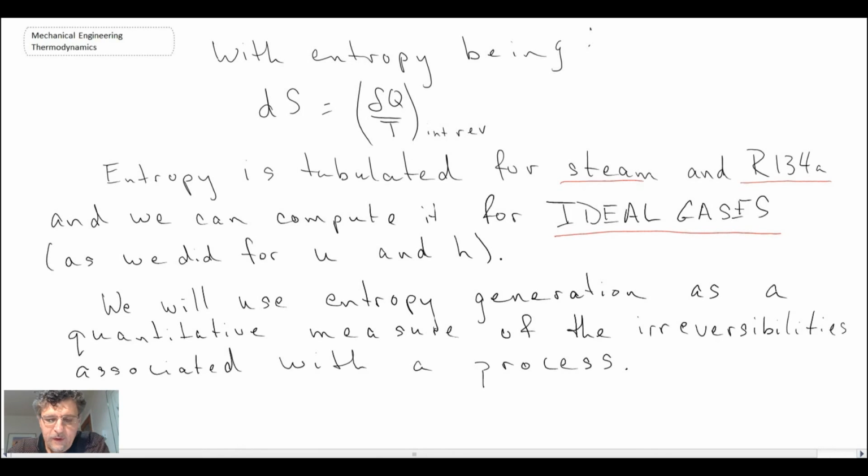So the place where we'll use entropy and entropy generation is as a quantitative measure of irreversibilities that occur within any process or cycle that we're looking at.